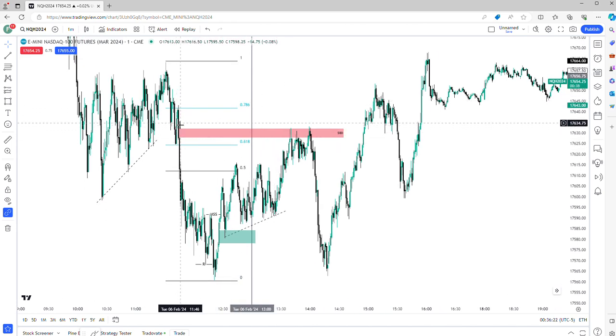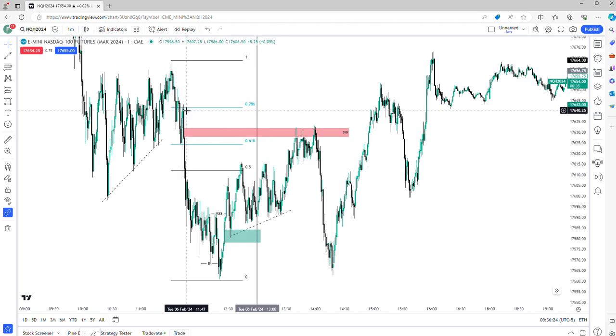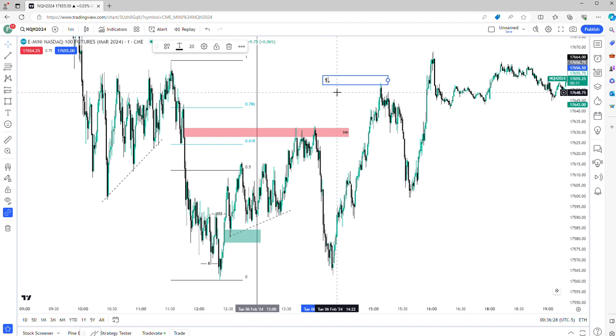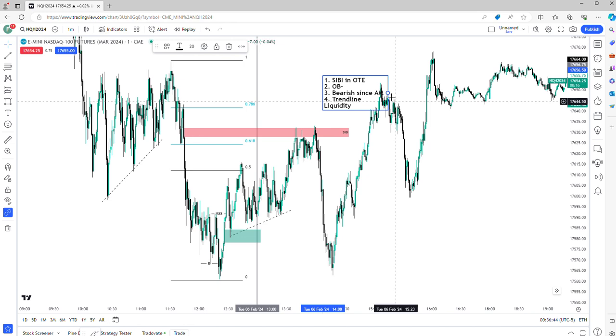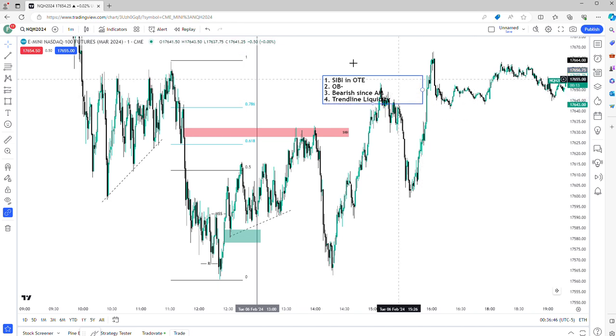See these two up close candles here. They represent a bearish order block. So to enter this trade, I had a SIBI in the optimal trade entry range. I had a bearish order block. We also had the fact that we were bearish since the AM session. And there's one last thing which I'll talk about, which is the trendline liquidity. Now, if you've seen other videos of mine, I love trendline liquidity.